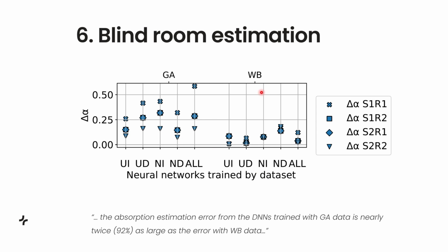What we're seeing here is a graph from the paper where they're comparing the error in absorption estimation for the two models for some different configurations of the room. And they note here that the absorption estimation error was twice as large with GA data over wave-based data. So it's a good indication that you can expect better performance of machine learning in blind room estimation when using wave-based data to train your model.